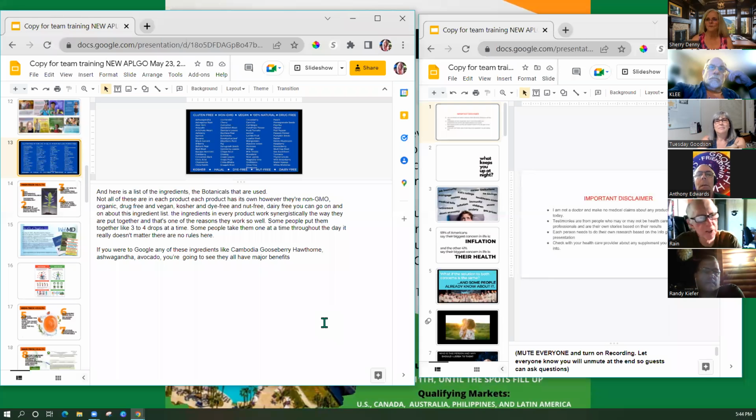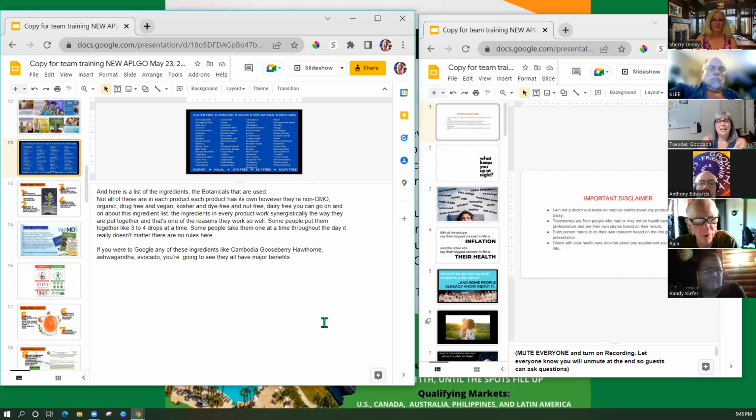All right, here's a list of ingredients, the botanicals that are used. Not all of these are in each product. Each product has its own. However, they're non-GMO, organic, drug-free, vegan, kosher, dye-free, nut-free, and dairy-free. You can go on and on about the ingredient list. I know that, and that's the thing. When I hear Tina doing this, it's like a run-on sentence, and then it dawned on me it is a run-on sentence. It's just one thing after the other.